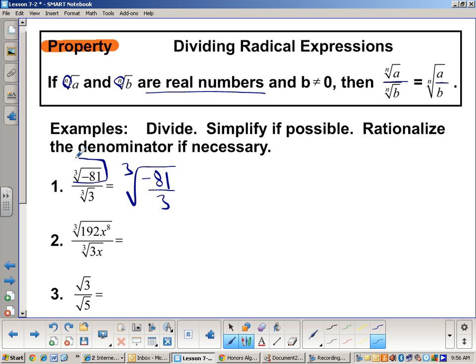Is that a real number? Yes, it is, because it's an odd root, and it's okay to have the odd root of a negative. It's going to work out. What's negative 81 divided by 3? Negative 27. We've had 2 examples already with this, so hopefully we now know that the cube root of negative 27 is negative 3, because negative 3 times negative 3 times negative 3 is negative 27.